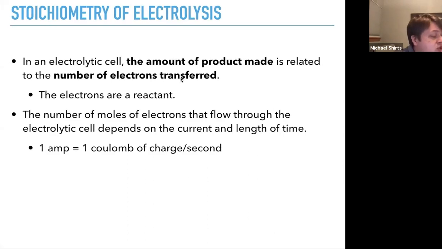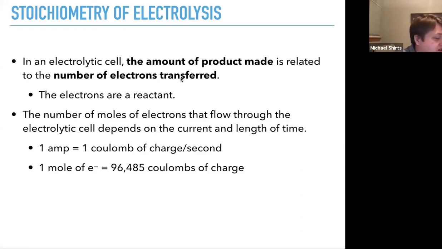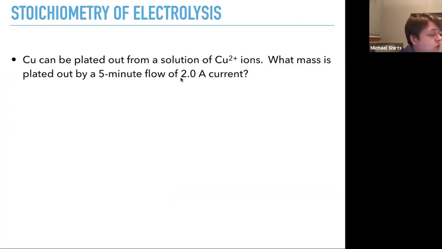So 1 amp is just 1 coulomb of charge per second. And of course, you need to know for the stoichiometry how many coulombs are there per mole of electrons, and that's just Faraday's constant, 96,485 coulombs of charge per mole of electrons. So those are the basic ideas. So let's look at a problem here.